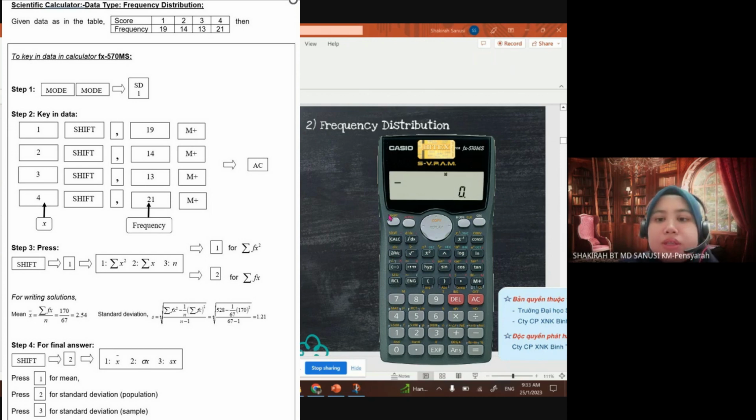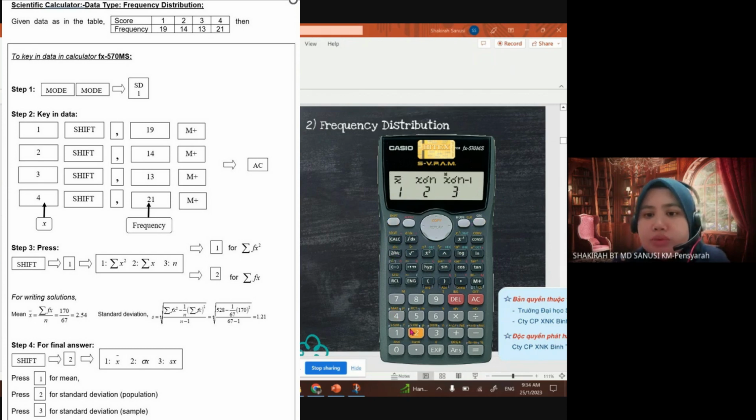Next, step 3, for us to find the individual values, you will have these 3 choices. So for example, I want to find summation fx. Summation fx is actually denoted by summation x here on the calculator. As you can see on my notes here, 2 is for summation fx. So I press 2 equal, and 170. As you can see, you need to rewrite the solutions.